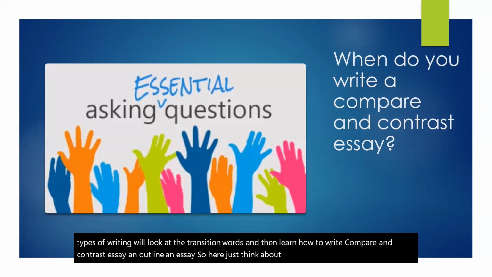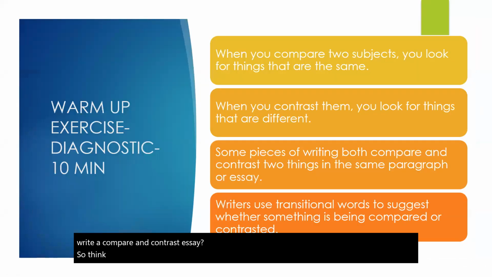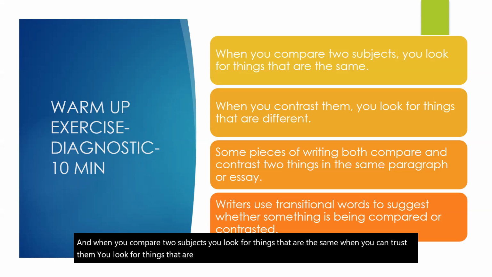So here, just think about this question. When do you write a compare and contrast essay? Think about it on your own. When you compare two subjects, you look for things that are the same. When you contrast them, you look for things that are different. So before you write, you can make a plan, two columns, similarities and differences. Some pieces of writing both compare and contrast two things in the same paragraph or essay. Writers use transitional words to suggest whether something is being compared or contrasted.